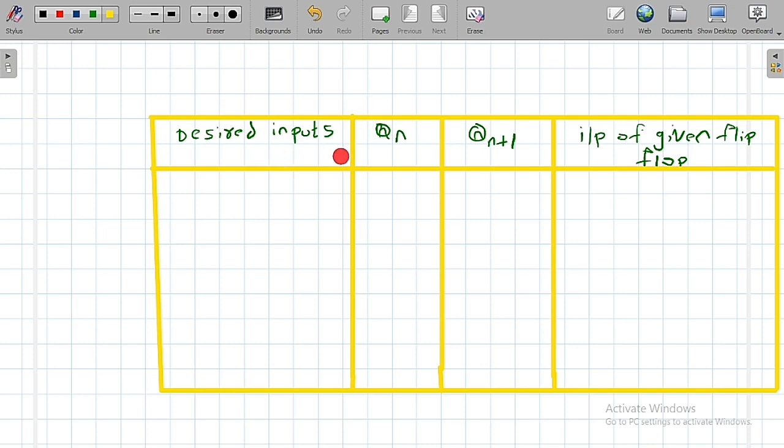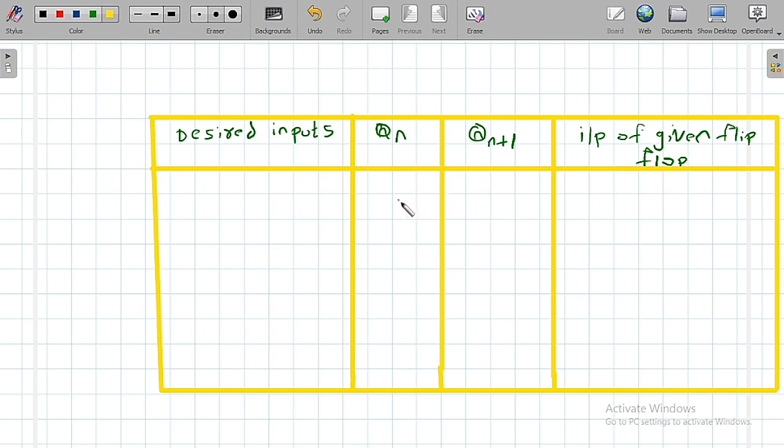In terms of desired inputs and Qn, with the help of K-map, try to reduce, and forget everything about this Q of n plus 1, and try to get these values, these variables, in terms of this and this. And now try to do the circuit connection, then we are going to get the desired flip-flop from the actual flip-flop. So the first step is we have to make the desired inputs and Qn, try to make all these combinations and try to figure out the Q of n plus 1.